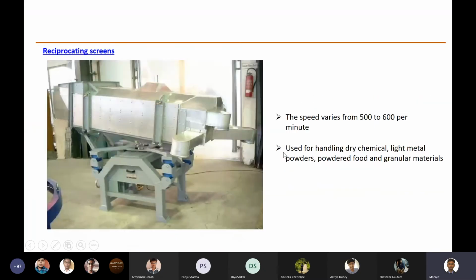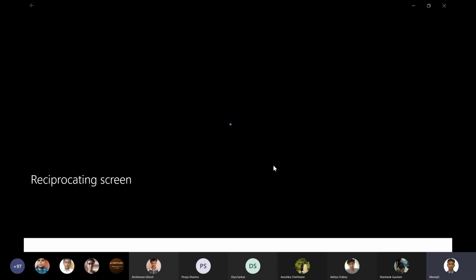The next one in our list is the reciprocating screen. It's the action of the movement of the screen that is different, and that is what becomes more specific for a specific problem. It has a reciprocating action, and the vibration and all these technical details are given. It is used for handling chemicals, light materials, powders. All these are mostly information, so you can read it.